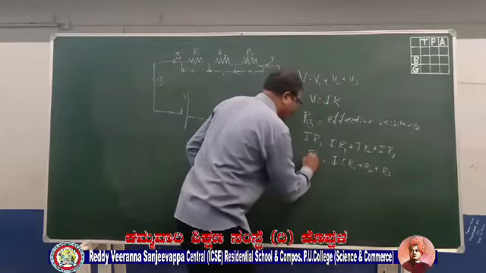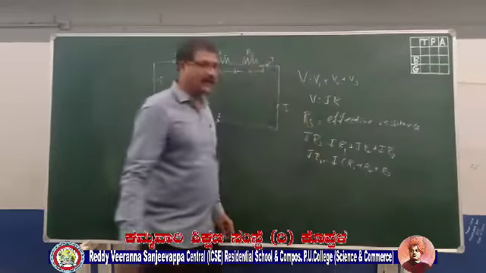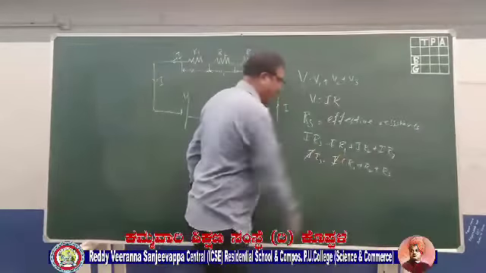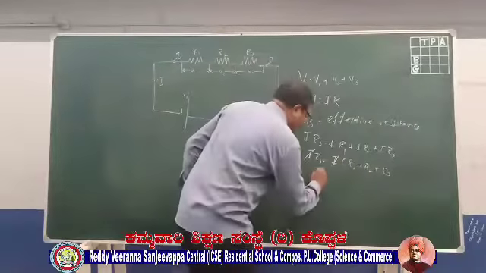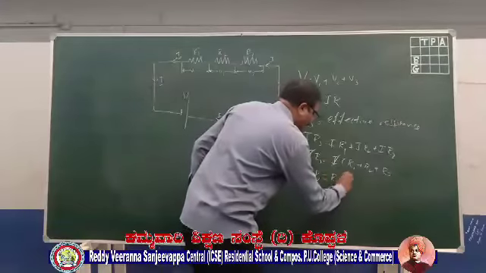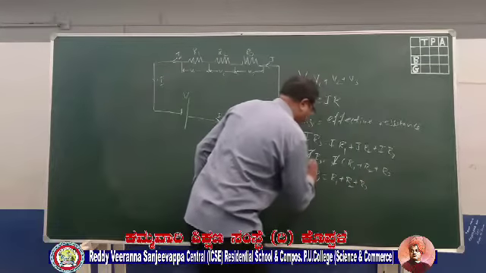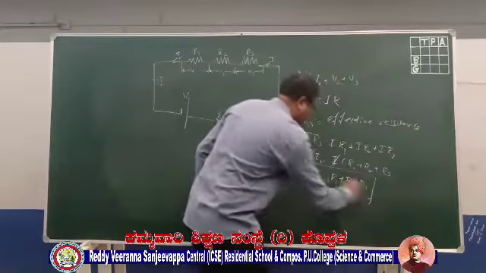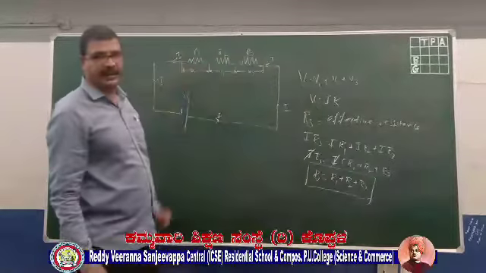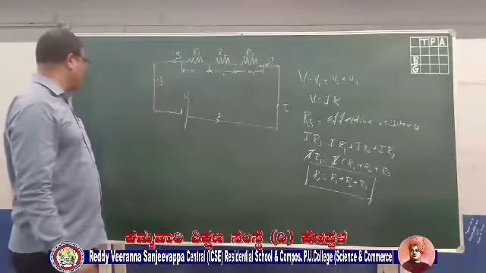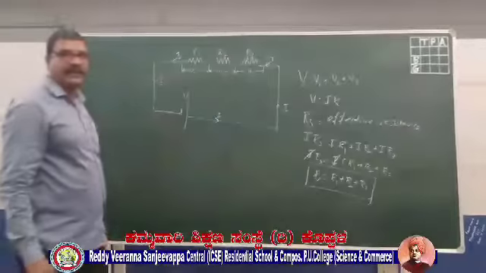So what I have here, I into RS. So I can cancel I and I. So what I will be left with, RS is equal to R1 plus R2 plus R3. Therefore, this is the effective resistance for a series combination.